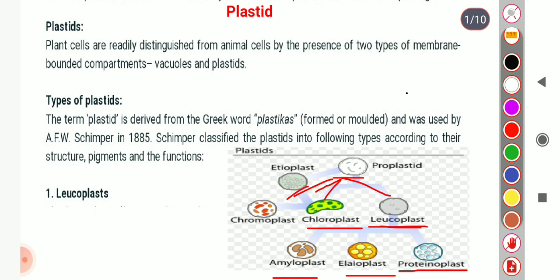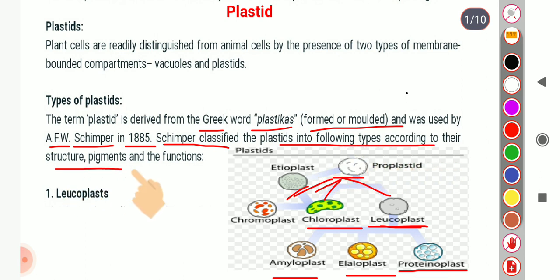Types of plastid. The term plastid is derived from the Greek word plastikos, meaning formed or moulded, and was used by A.F.W. Schimper in 1885. Schimper classified the plastids into the following types according to their structure, pigment and function.